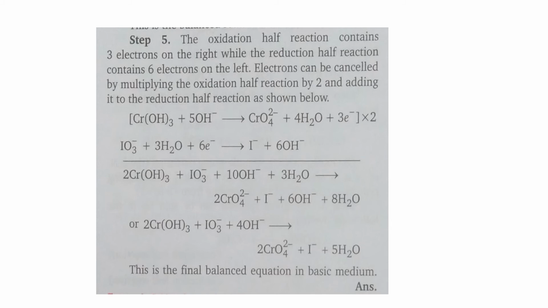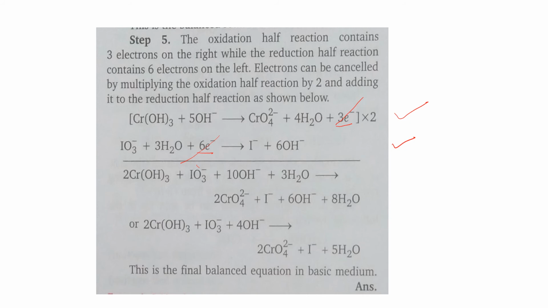This is your oxidation half reaction. This is your reduction half reaction. Now you can see that the electrons are not equal. This is 3 electrons and here it is 6 electrons. So the first equation has to be multiplied by 2 for equalizing the electrons. As you are multiplying the first reaction with 2, the electrons on both sides get cancelled. Now what I am getting, 2 will be multiplied with all.